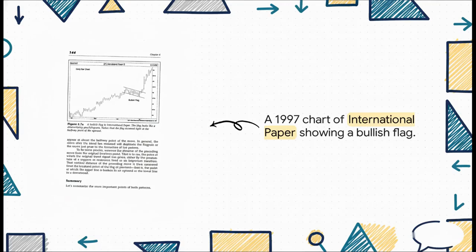Here's a textbook example on this chart of International Paper. First, check out that massive, almost vertical flagpole run up. That's the explosive move. And it's followed by that short, orderly little pullback that forms the flag itself. What this really represents is just a quick pause, some early investors taking profits before a whole new wave of buyers who missed that first run-up jump in and push the price even higher.